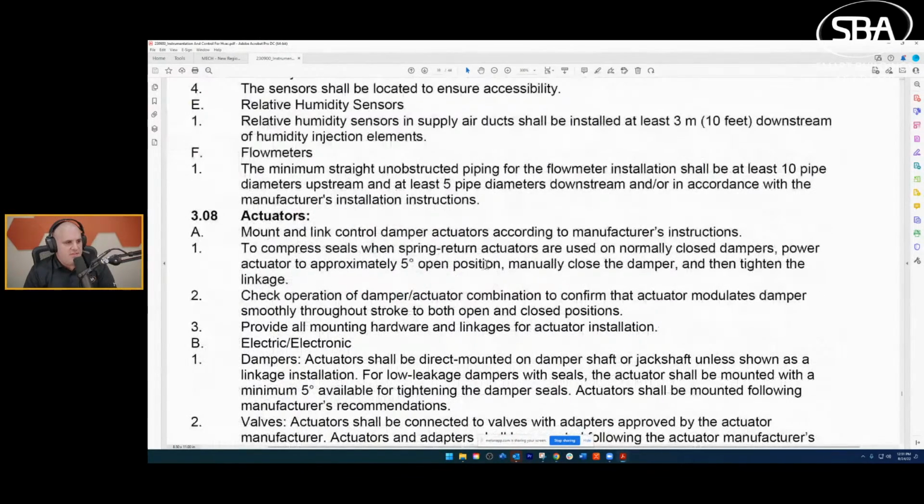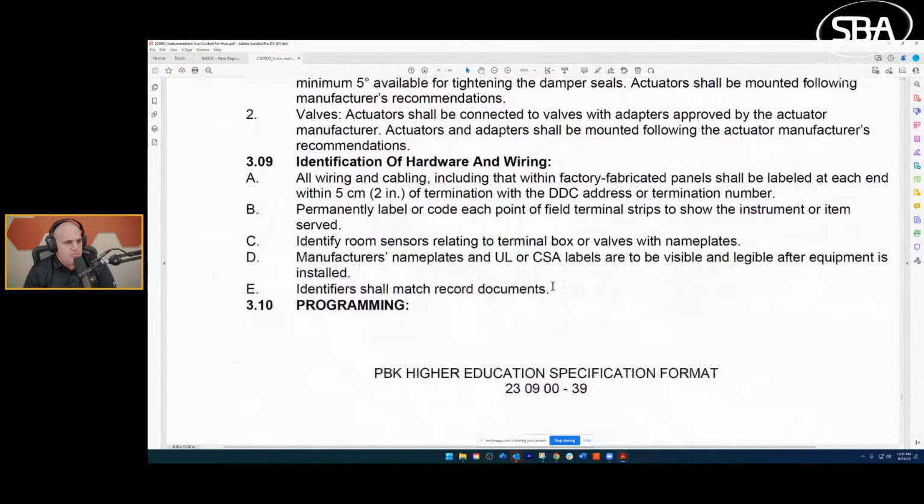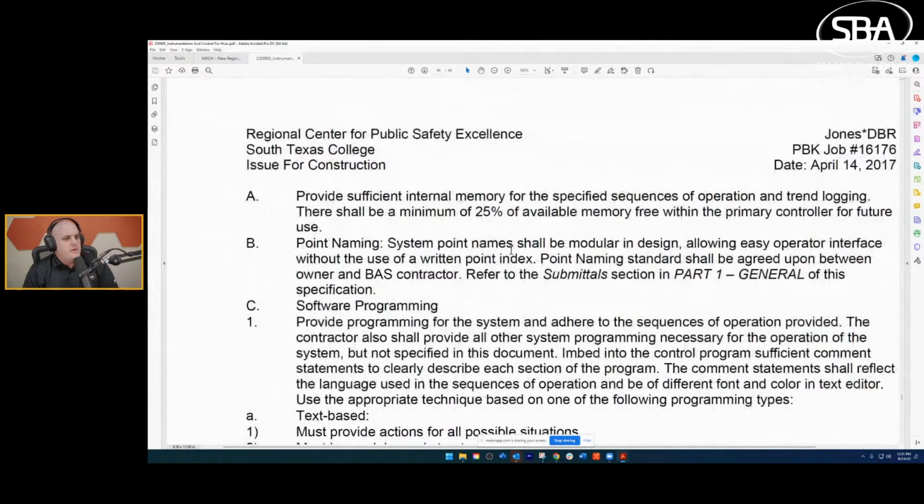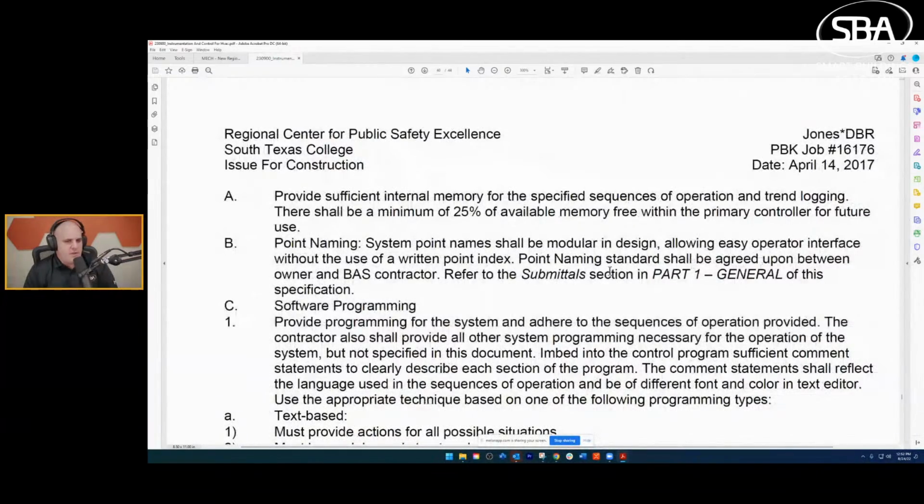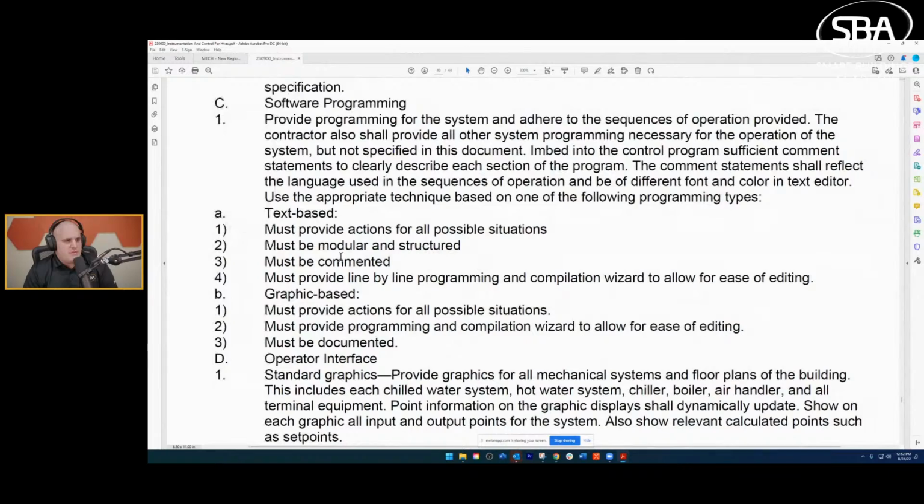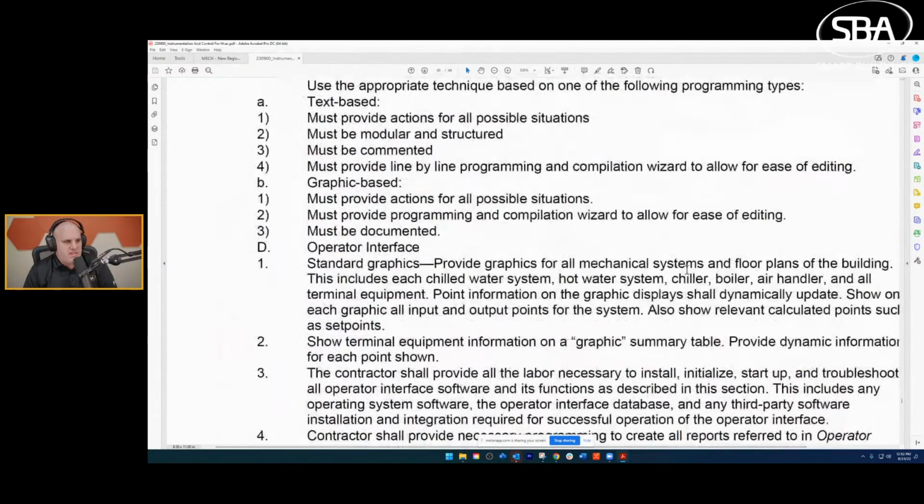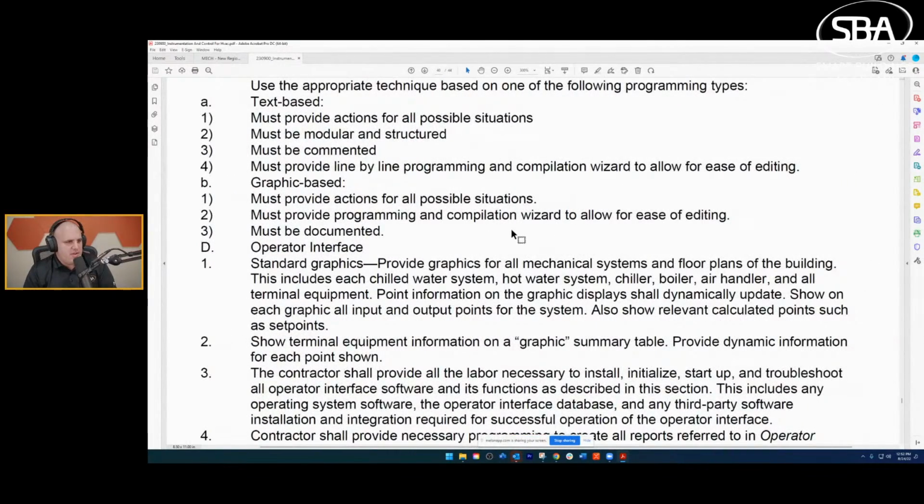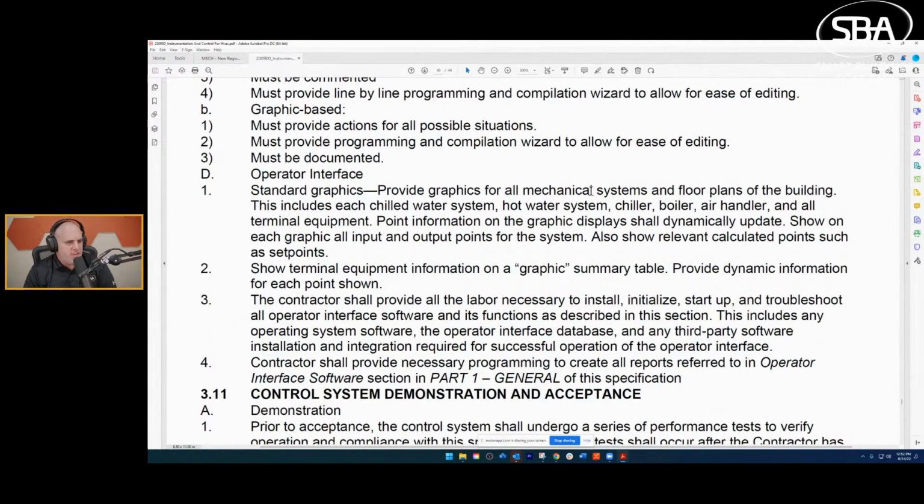And let's get eventually into programming. All right, so programming here, it's going to talk about how you need to name, how you program, what you do. Your programming is just basic stuff, pretty straightforward. User interfaces, provide graphics. I'd pay attention to this, understand what they expect, and understand this section where it talks about installing, starting up, troubleshooting, operators. So this is the IT stuff, making sure it all works.